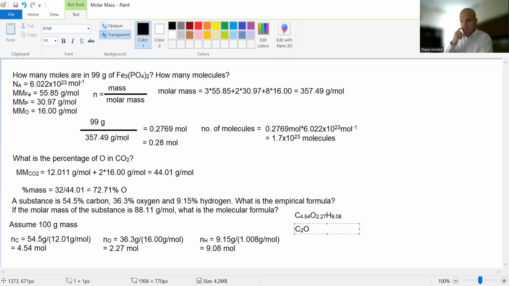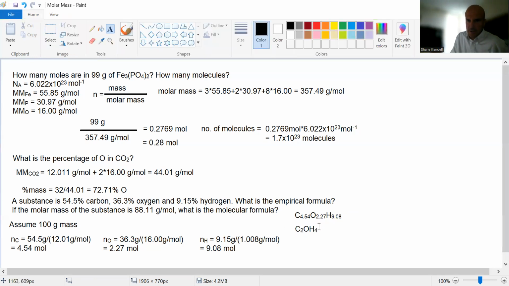Oxygen, like I said, is clearly just going to be a 1, so I won't worry about putting a subscript there. And then we have our hydrogen. Let's look at that. 9.08 divided by 2.27 equals 4. So this right here is our empirical formula because there's nice whole numbers.